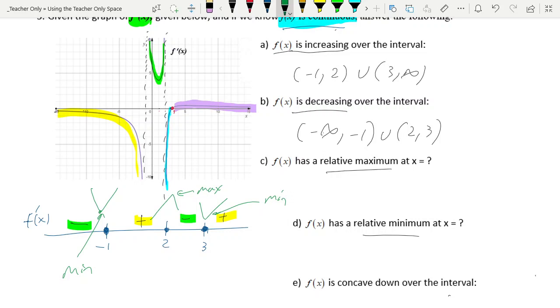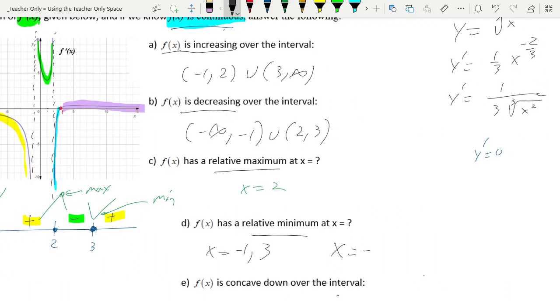So where do we have relative maximums? Well, we only had one of them, and that was at the x value of 2. Where do we have relative minimums? We had one of them at x equals -1 and an additional one at 3. And of course, you can write it as a comma separated list, or you could write it as two separate values. Typically, we have you type it in that way.